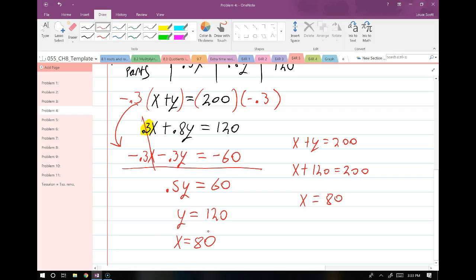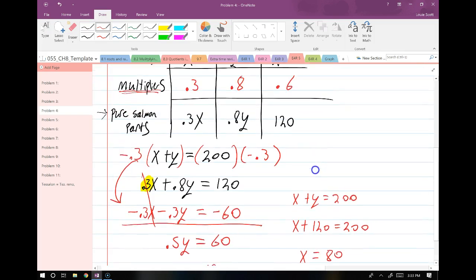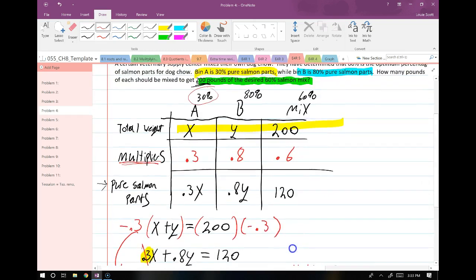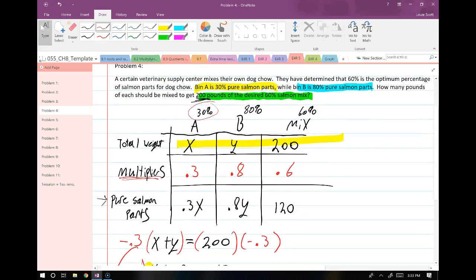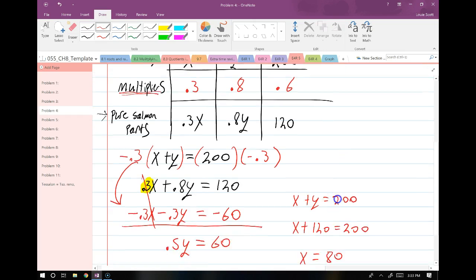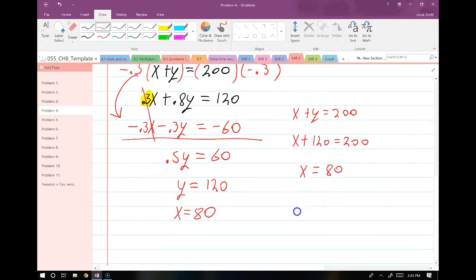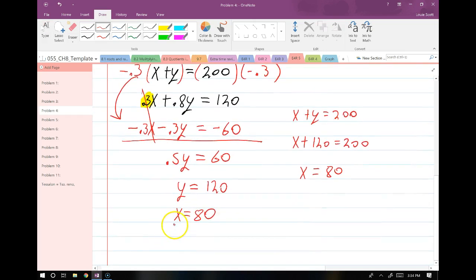So we would say 80 and 120. So x is the 30%. So we would say that we need 80 pounds of mix A and 120 pounds of mix B to get the desired percentage of salmon parts in our overall mix for the puppy chow.